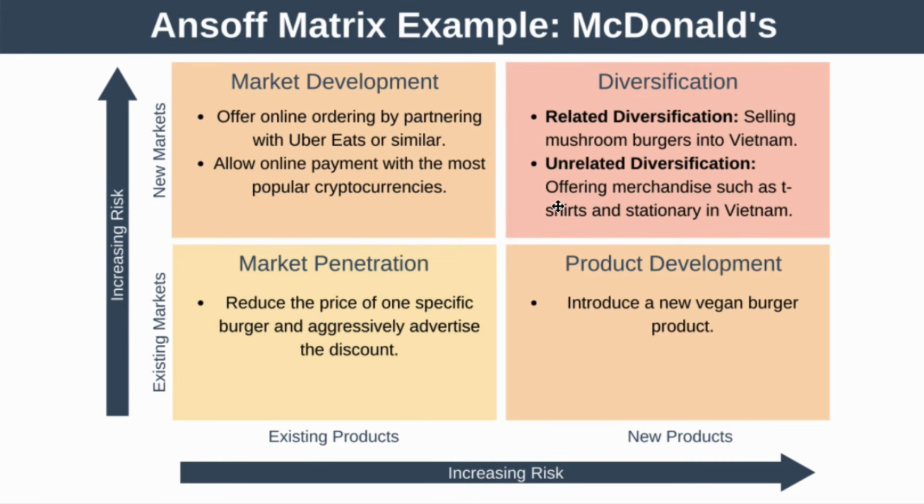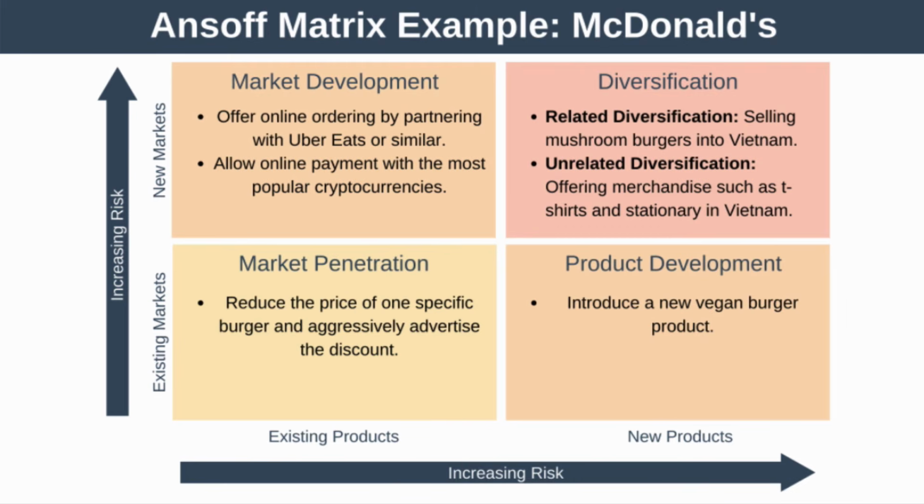Finally, the most risk option, diversification. Under related diversification, we have selling mushroom burgers, which we're going to say is a new product, into Vietnam, which we're going to say is a brand new market. And in terms of unrelated diversification, then an option might be offering merchandise, which are again new products, such as things like t-shirts and stationery, into Vietnam, which is again a new market. And that strategy aims to achieve growth by launching a brand new product in a brand new market.